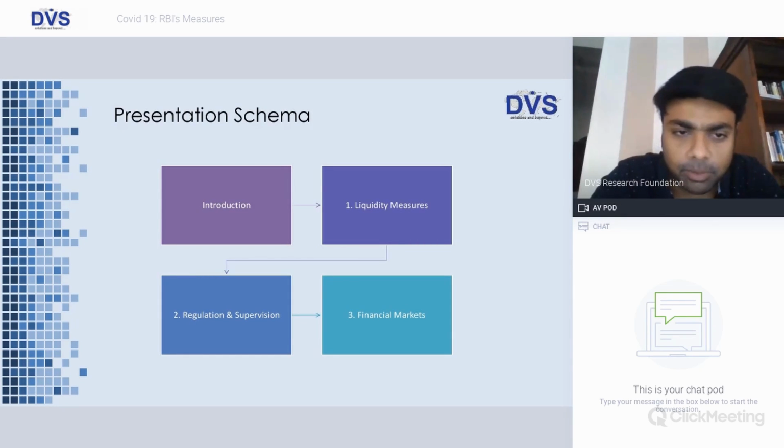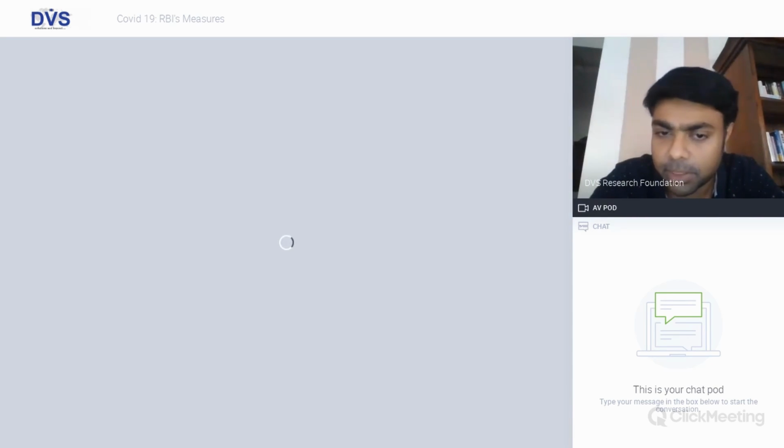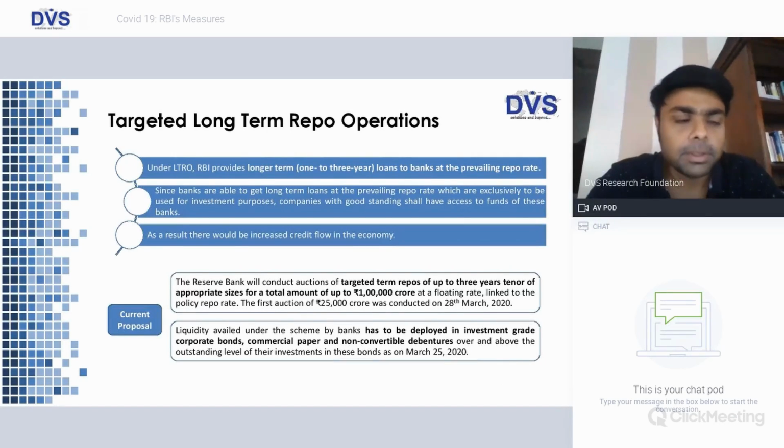Moving on, this is the agenda for the day. We shall try and understand the measures from the liquidity perspective, regulatory and supervision initiatives, and of course from the financial market perspective. Let's quickly move on to liquidity measures.